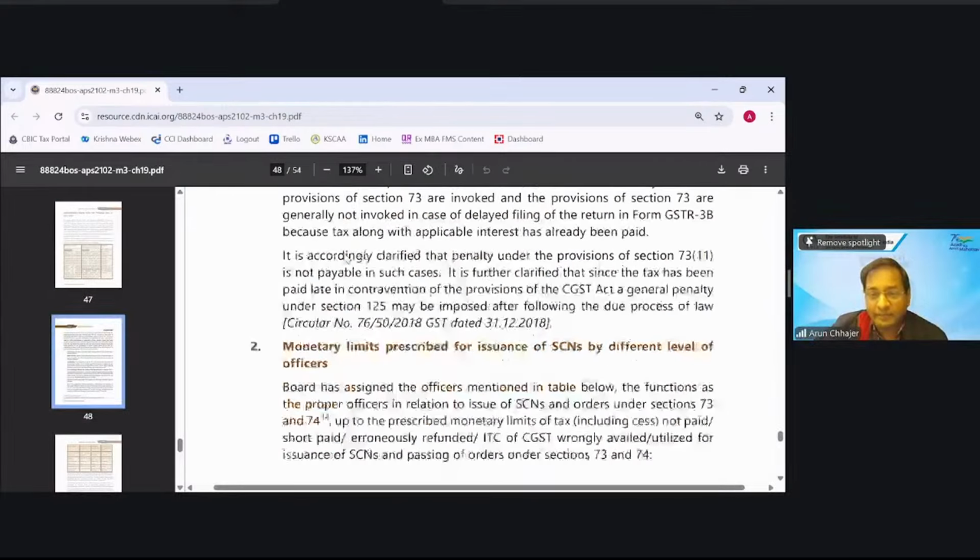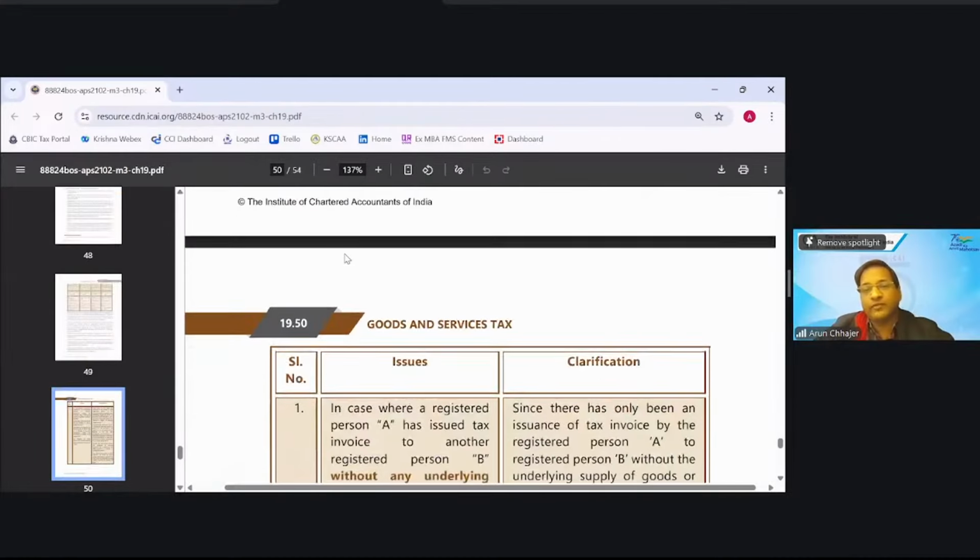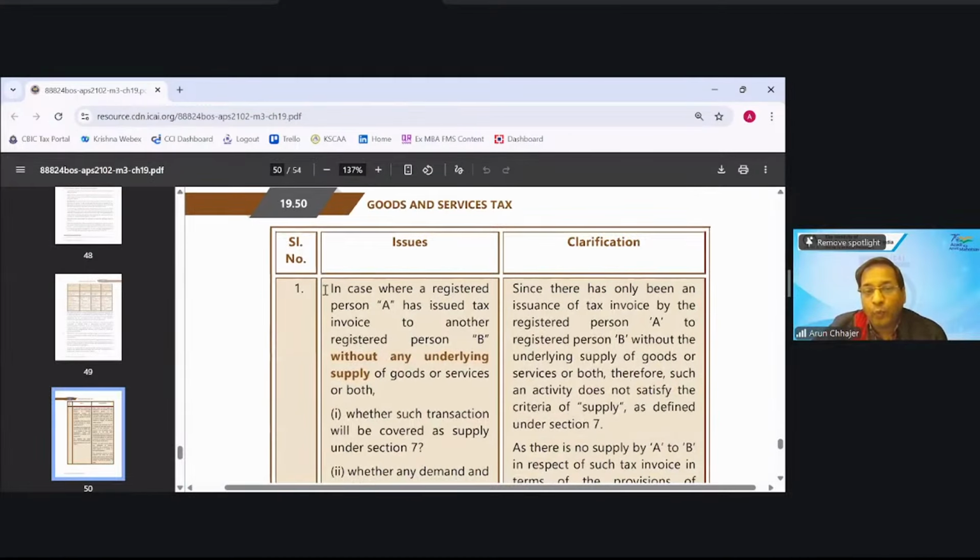एक तो मॉनेटरी लिमिट, पहले मैं इस पे आता हूं. ये सर्कुलर 171 है. क्या है सर्कुलर 171? In case where the registered person A has issued the tax invoice to another registered person B without any underlying supply, मतलब सिर्फ इनवॉइस का ट्रेडिंग हुआ है, there is no actual supply, whether such transaction will be considered as supply under section 7, since there has only been issuance of the tax invoice and without the underlying supply, therefore such activity does not satisfy the criteria of the supply.